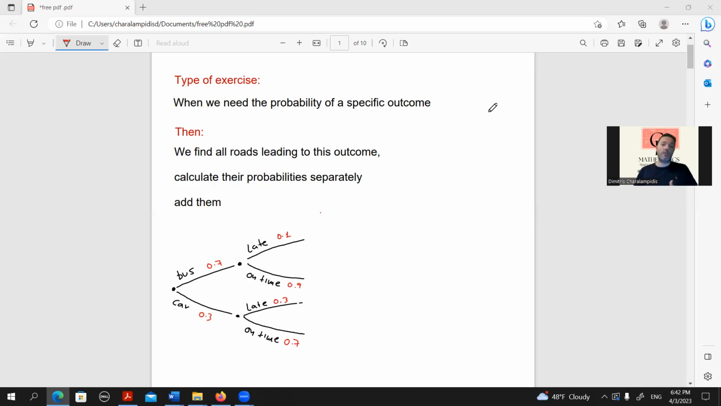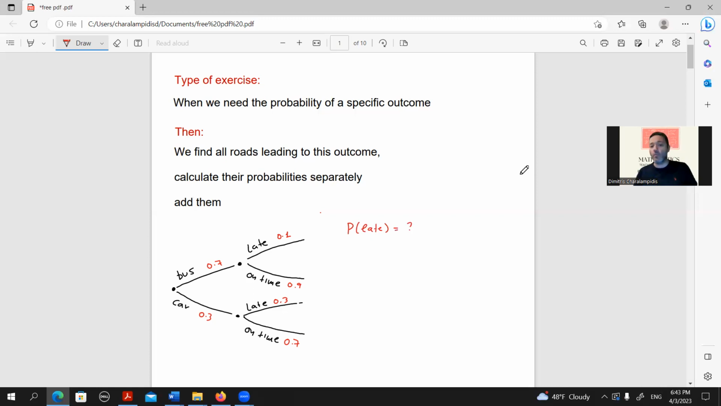Remember that this video is the third video in the sequence of tree diagrams. In the first video, we have seen what a tree diagram is. In the second video, we have seen how to calculate the probability of a specific road. We already know how to calculate the probability of using the bus and being late. And now we want to see how we can calculate the probability of being late.